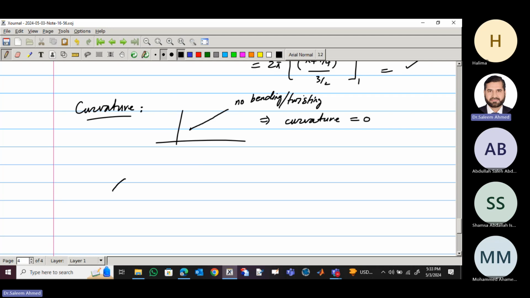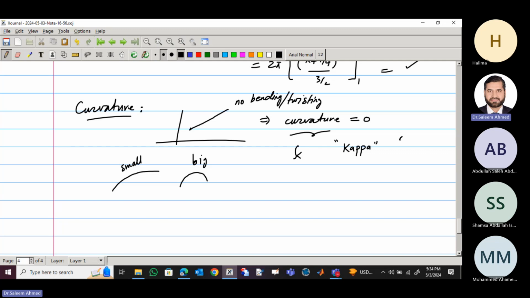If there is a bending like this, or twisting, then you should have some curvature. The more bend, curvature big. Small bend, curvature small. So if it is more bend, more twisting, then the curvature will be big. Curvature is written as kappa, right? This is not K. This is K-A-P-P-A, kappa.